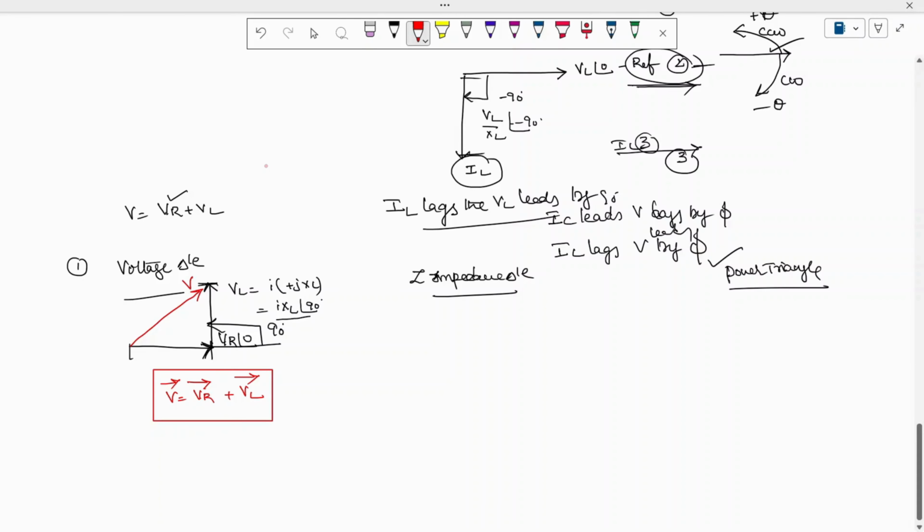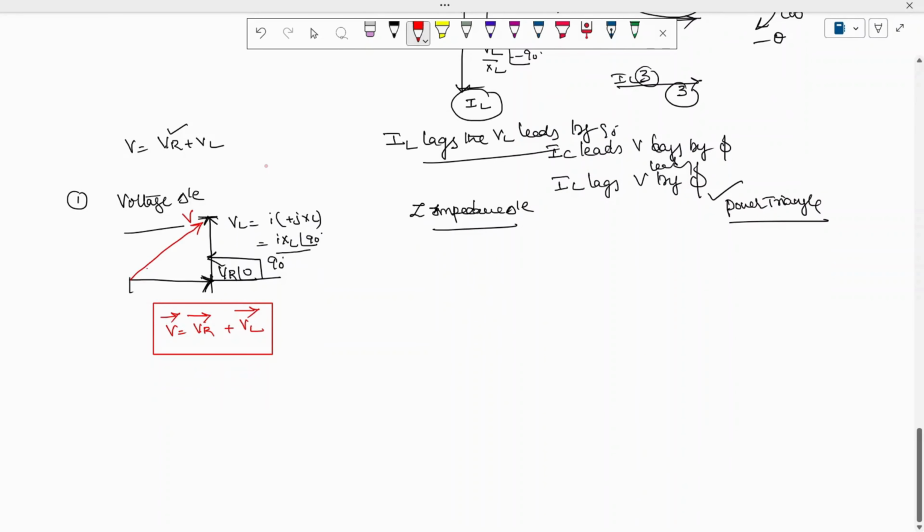Okay, next one, how to draw the impedance triangle. So this I'm going to draw in one more fashion by taking phi here. Okay, so when I find cos phi, so what is cos phi of this? Cos phi, as well as I'm going to find sin phi from this triangle.